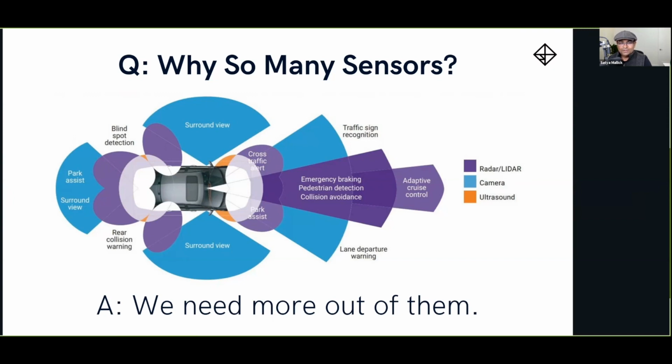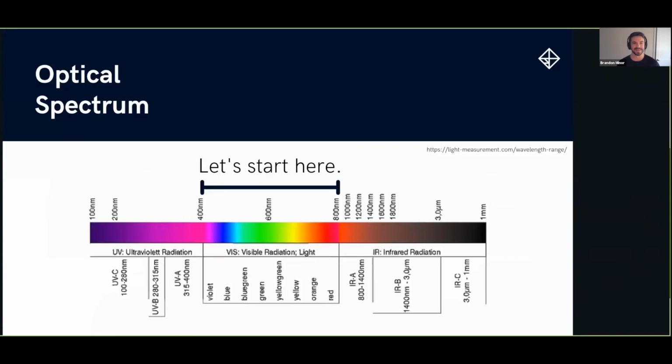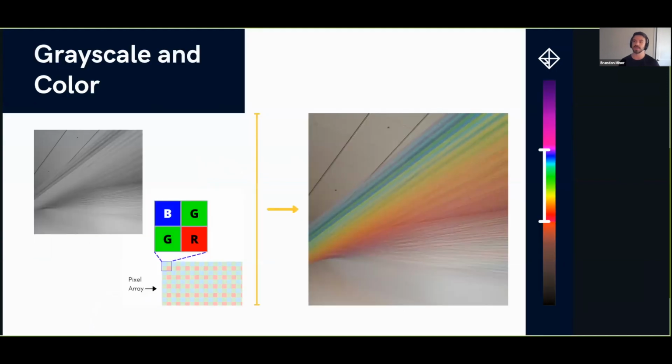But let's start with grayscale and color cameras. Yeah, the original topic of today's talk. So like Dia said, let's start here. Visible light. We're going to go through the optical spectrum as a whole today. It's going to be really fun. But let's start with what we personally can see, visible radiation. That leads us, as we said, to grayscale and color.